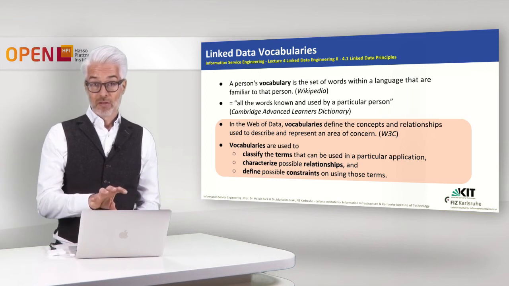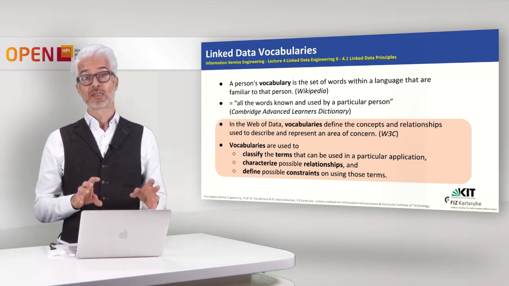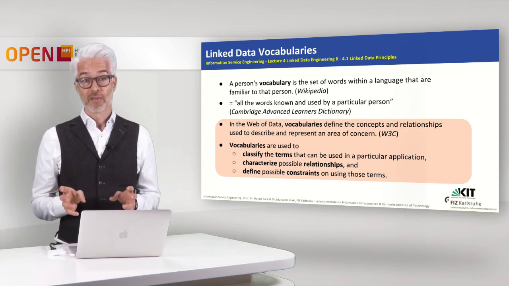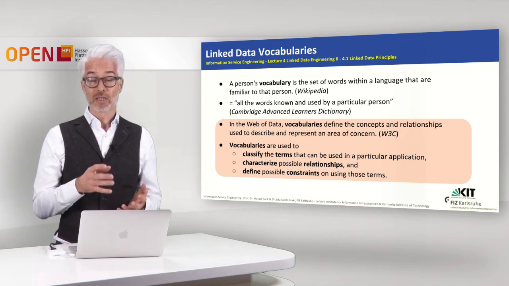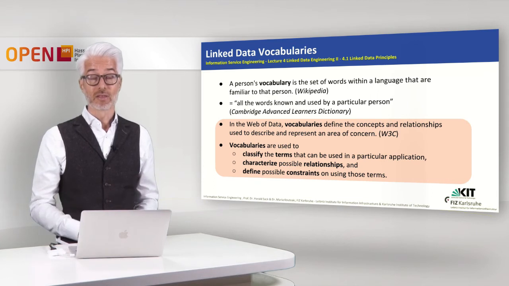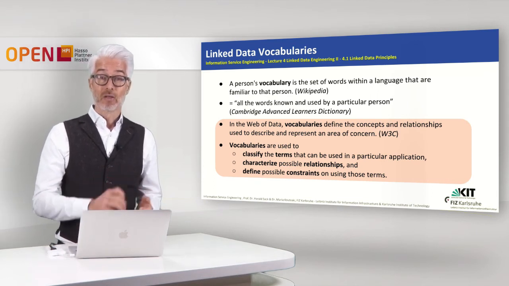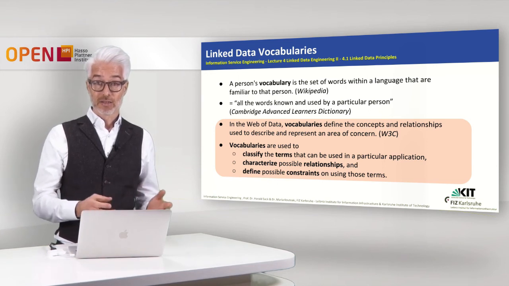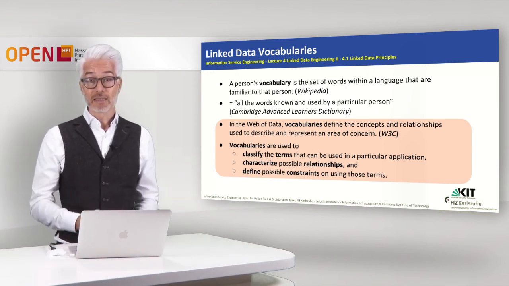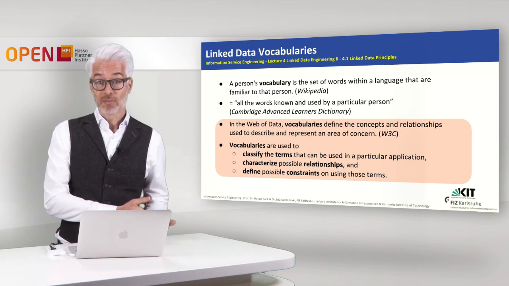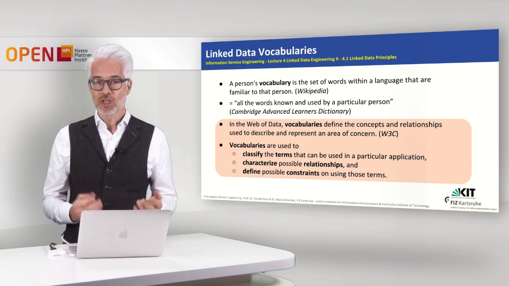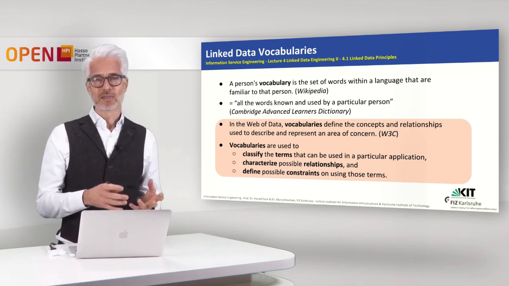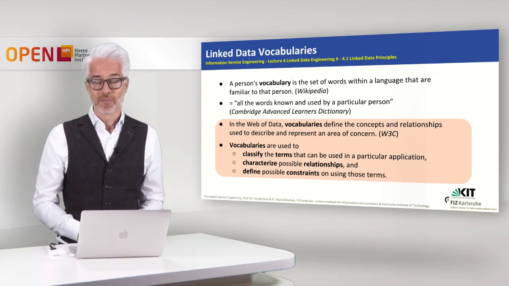On the web, especially on the web of data, vocabularies define the concepts and relationships that are used to describe and represent some area of concern. So vocabularies are usually encoded here in RDF, some ontological fragments, parts, frameworks that are connecting data. And these vocabularies are used to classify terms that can be used in a particular application, to characterize possible relationships and also to define constraints among these relationships on using those terms.